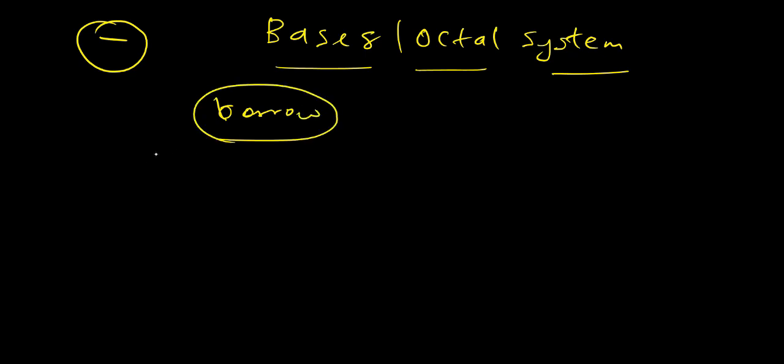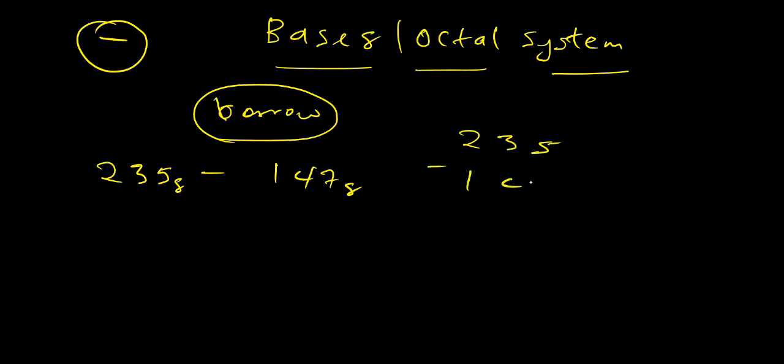Let's have an example. So we have 235 in base 8 minus 147 in base 8. We're going to do what we usually do. So we have 235 minus 147. Both of them are in base 8. So we have 5 minus 7. So we cannot write this. So we are going to borrow 1 from here. So this will become 2.